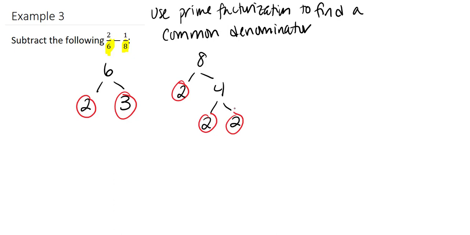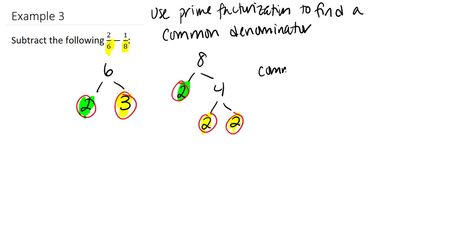Then what we do is we look at both numbers and see if we share any numbers that are the same for prime numbers. So we're going to notice we share a 2 and this 2. And then we also don't share this 3 between them. And then this 8 has an additional 2. So when we look to make our common denominator, we're going to have to use all these numbers. So we're only going to take this 1, 2 that's shared between both of them.